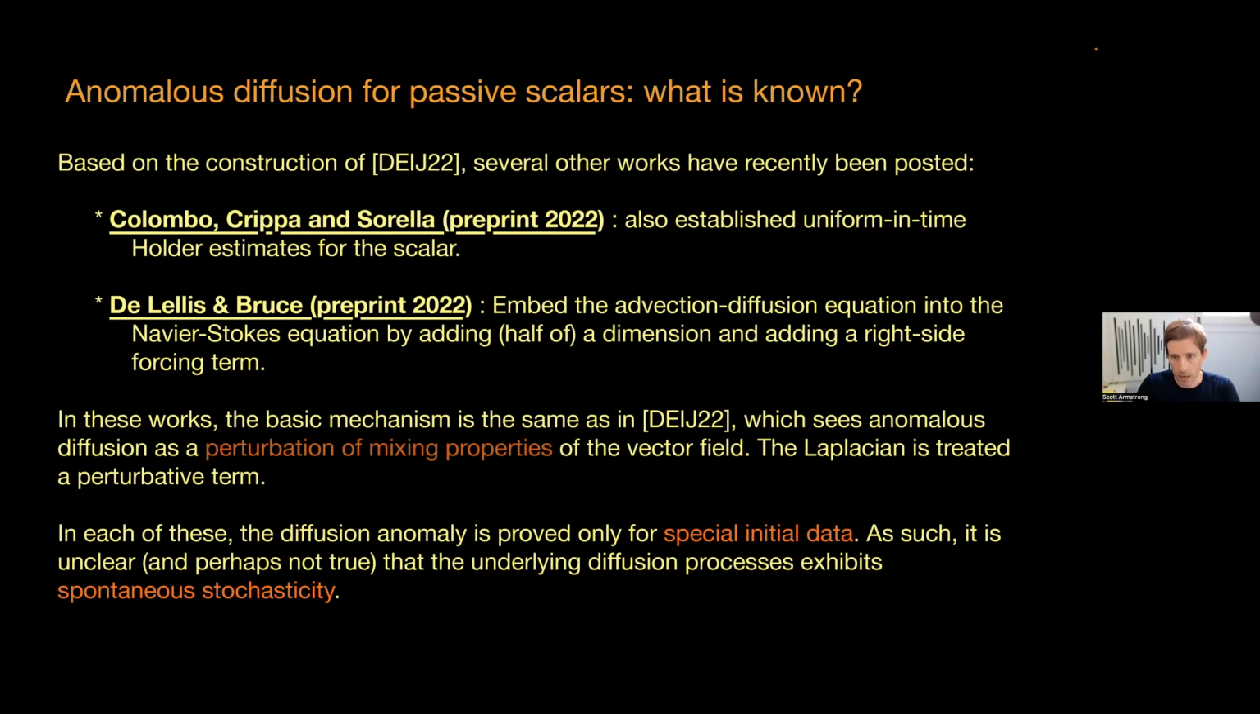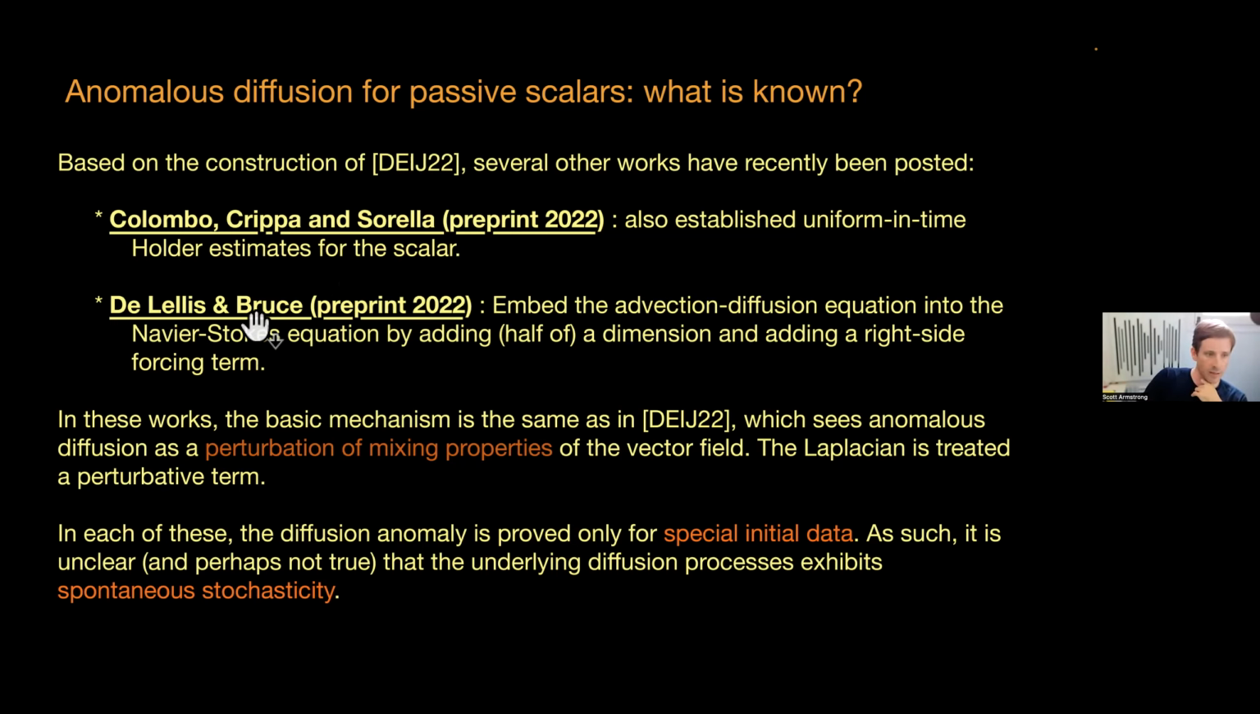But they also obtain uniform in time Holder estimates for the scalar, which is in some sense a harder estimate to prove, and it's very interesting. And the Holder exponent they get is what you would expect if you took the Obukhov-Corrsin exponents that they get in passive scalar turbulence, and then tried to make an analogy to Holder regularity in the mathematical context. You would get the same exponent.